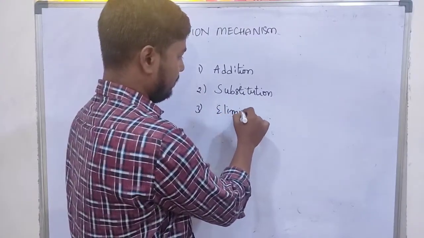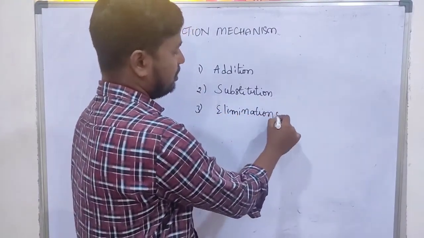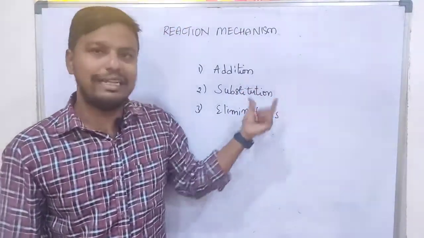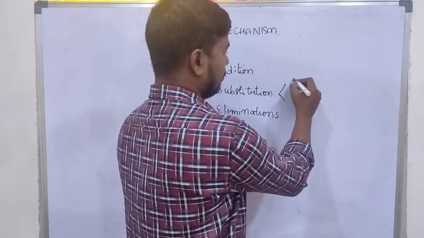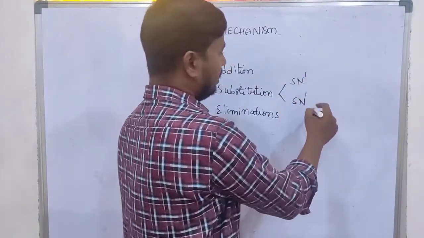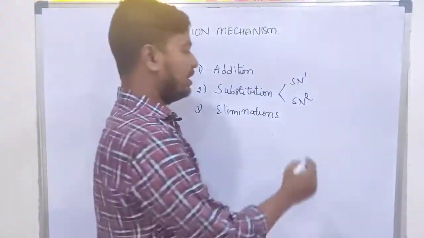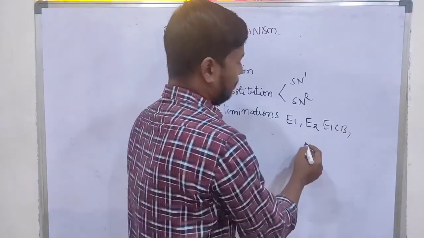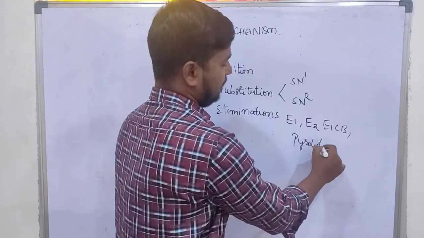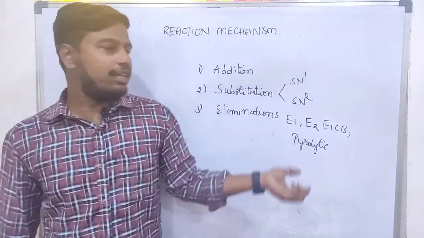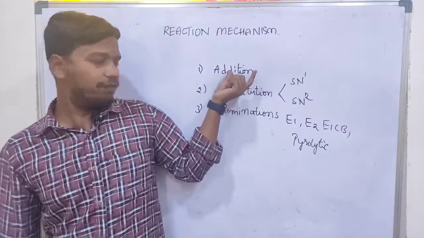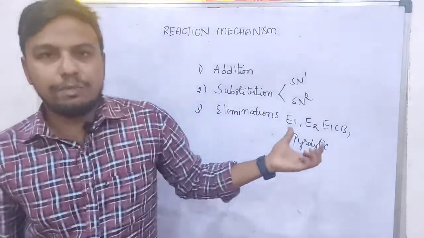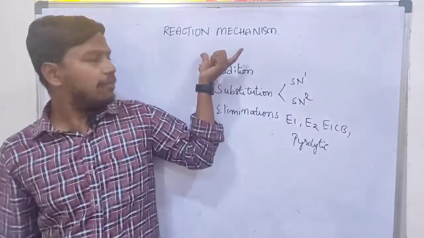These are the main reactions involved in organic chemistry. You must know what addition, substitution and elimination reactions are, and their types. Substitution is again of two types: nucleophilic substitution and electrophilic substitution, SN1 and SN2. For elimination reactions, you must understand E1, E2 and E1CB, pyrolytic elimination, etc. In addition reactions, we must understand electrophilic addition as well as nucleophilic addition. All the aspects are covered in this reaction mechanism playlist.